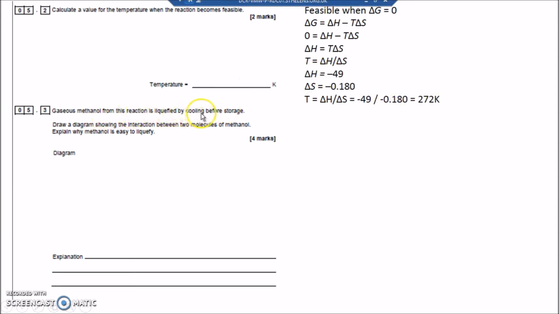Gaseous methanol from this reaction is liquefied. Draw a diagram to show 2 moles of methanol. So methanol is CH3OH, and so I've drawn 2 CH3OH. Now my oxygen has got 2 bonding pairs, the H and the CH3, and it's got 2 lone pairs because oxygen's in group 6, so one in each bonding pair leaves 4 electrons left over, 2 lone pairs.